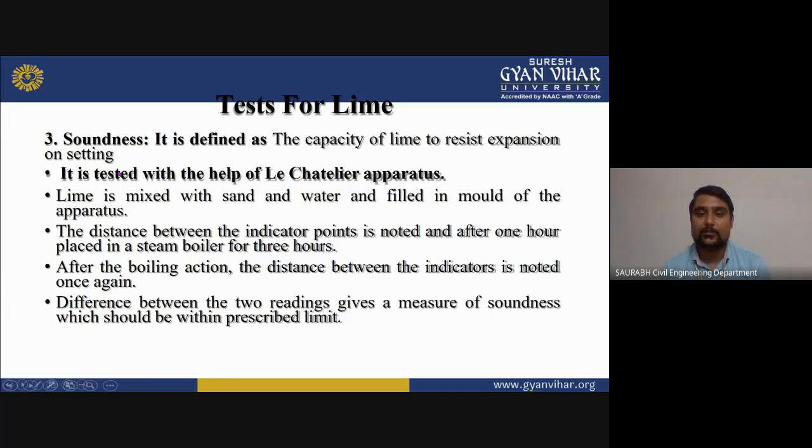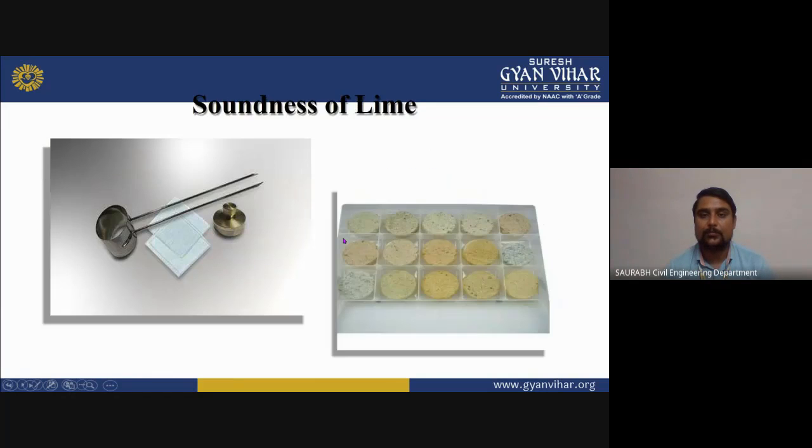And soundness should also be checked for limestone like cement. It is tested with the help of Le Chatelier apparatus. As we all know, Le Chatelier apparatus can be used for the soundness test. We also use Le Chatelier apparatus for the soundness test of cement. Lime is mixed with sand and water and filled in the mold. The distance between the indicator points is noted, and after 1 hour, it is placed in the steam boiler for 3 hours. So these tests should be done on lime before use. As you can see, this is your Le Chatelier apparatus, which is used for the soundness test.